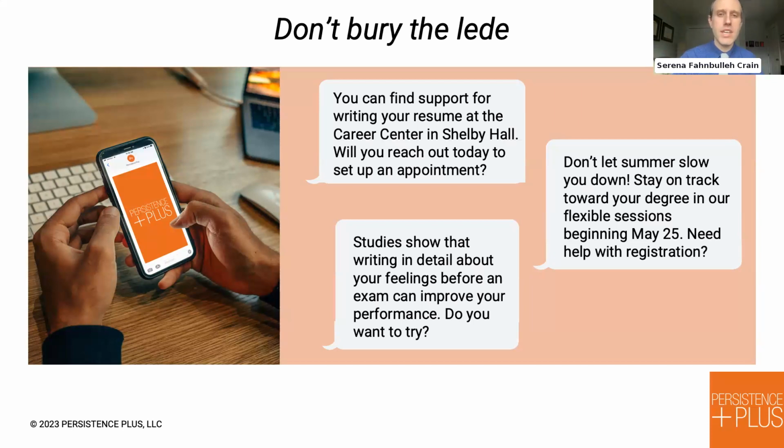So here are a bunch of examples where we try to hit students with a very clear piece of information, like the Career Center is in Shelby Hall, and then prompt them to do something. Will you reach out to set up an appointment? Set new sessions for school start May 25th. Do you need help getting registered? Here's a study about how doing expressive writing for an exam can improve your exam performance. Do you want to try it? Short, to the point, really letting students know, here's what you need to know and here's what we want you to do.